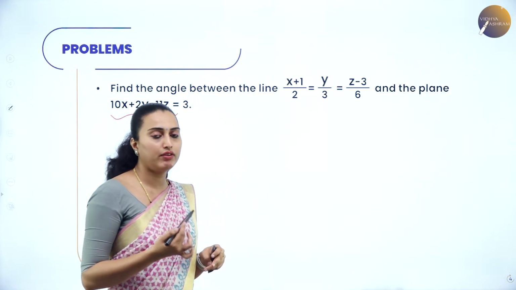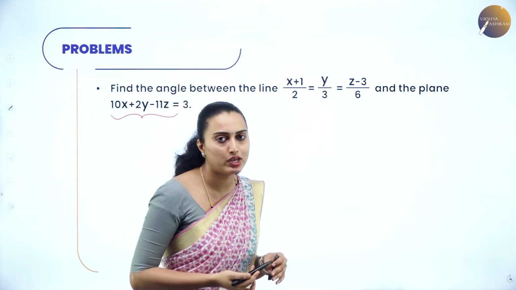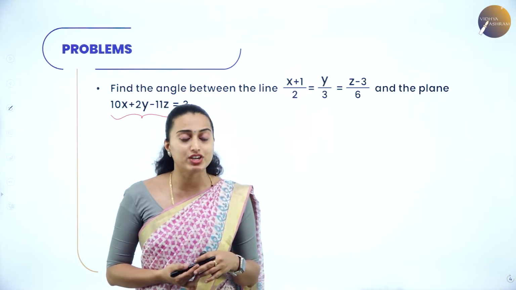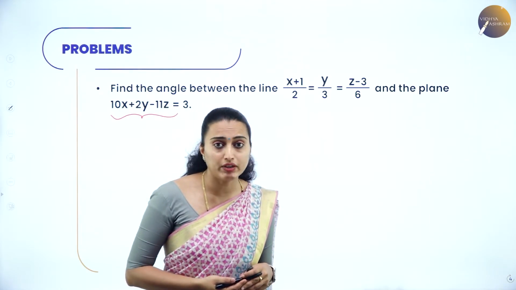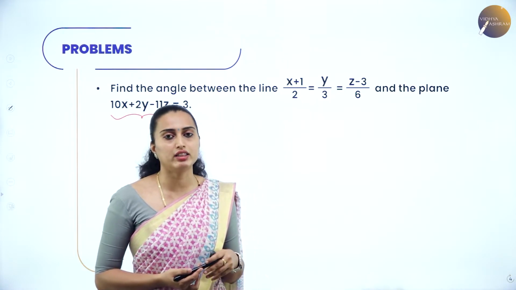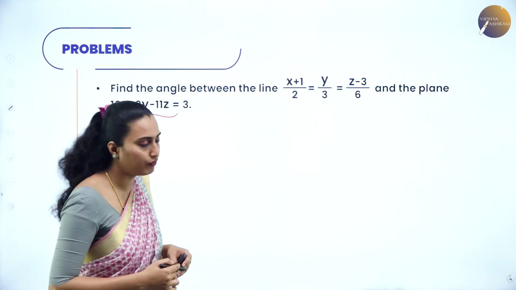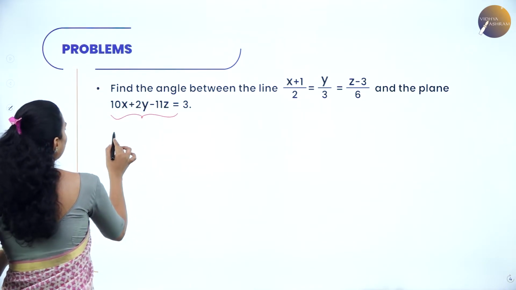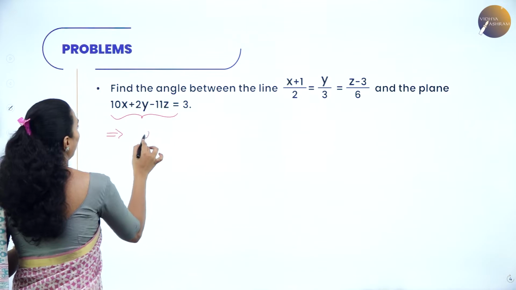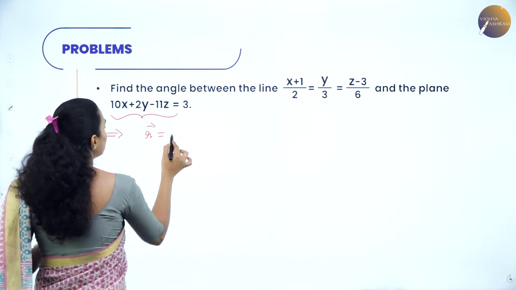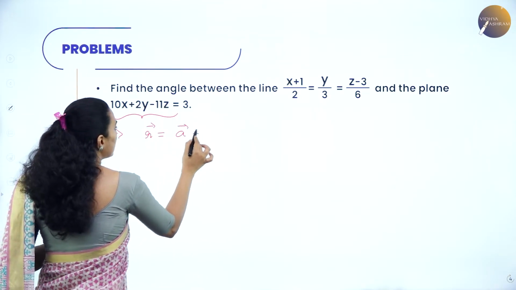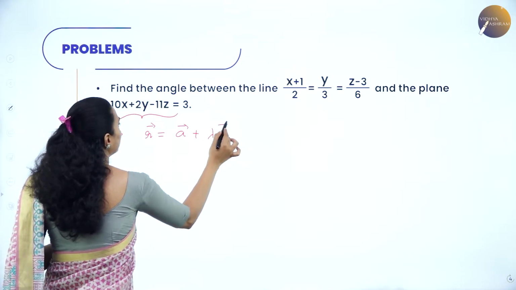Now x1, y1, z1, that is x1 i plus y1 j plus z1 k, are nothing but the a vector, and a1 i plus b1 j plus c1 k are nothing but the b vector. Now here you can write it in the vector form first. So what is the vector form? The vector form is given by r vector is equal to a vector plus lambda into b vector.